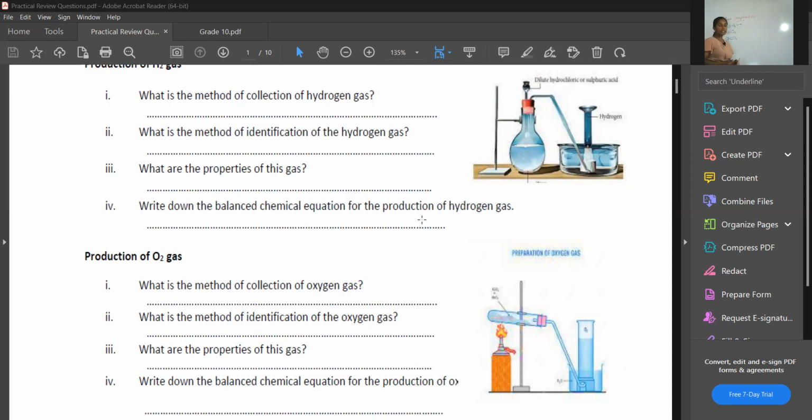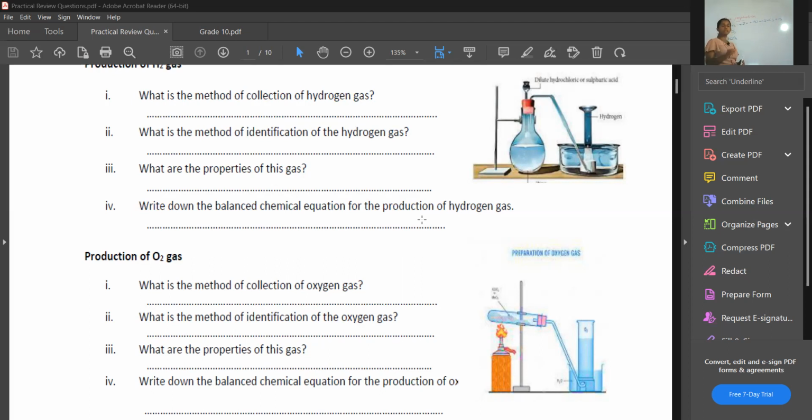We discussed the method of producing hydrogen gas: the reaction between zinc and hydrochloric acid. So you can write that. The reaction between zinc metal and hydrochloric acid forms zinc chloride and hydrogen gas.